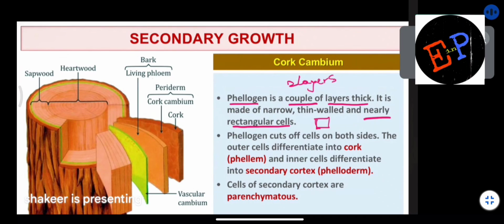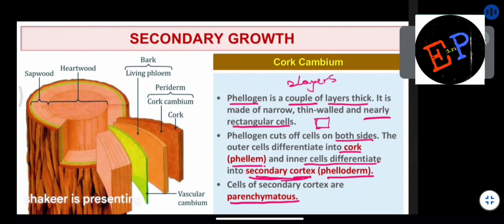So phellogen cuts off cells on both sides. So outer cells differentiate into cork, and inner cells differentiate into secondary cortex, which is called phelloderm. Okay, ba? So cells of secondary cortex are parenchymatous. So this is the condition. So have you understood what is happening here? Phellogen means what? Cork cambium. Already we studied about that one. No? A new layer of cambium develops to replace the broken cells. Clear, nama? So this phellogen, it divides on the inside also, it divides on the outside also. So the division which is taking place on the inside, they will form what? They will form secondary cortex.